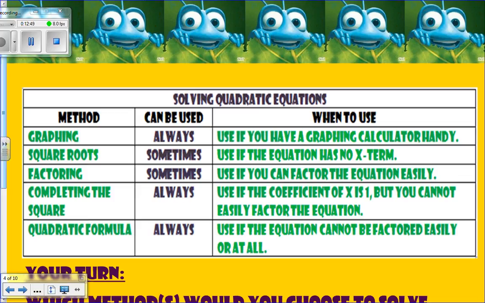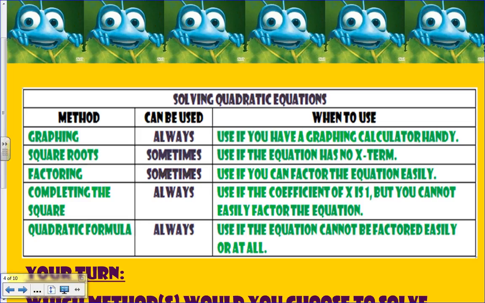There are different ways you can do it for most of them, but finding the best way would make your life easier. If you want to use the graphing method, it's easiest if you have a graphing calculator, because it takes a lot of work to graph. It'll always work, but sometimes you'll have to estimate.